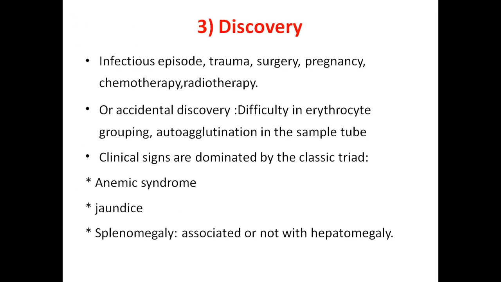Discovery. We can see the autoimmune hemolytic anemia after infectious episode, trauma, surgery, pregnancy, chemotherapy, or radiotherapy. And we can see the autoimmune hemolytic anemia after accidental discovery, like difficulty in erythrocyte grouping, autoagglutination in the sample tip. Clinical signs are dominated by the classic triad: anemic syndrome, jaundice, splenomegaly associated or not with hepatomegaly.